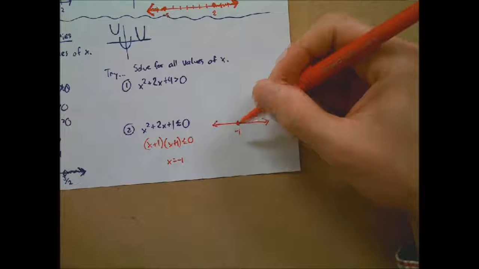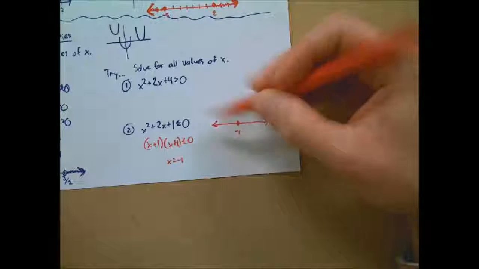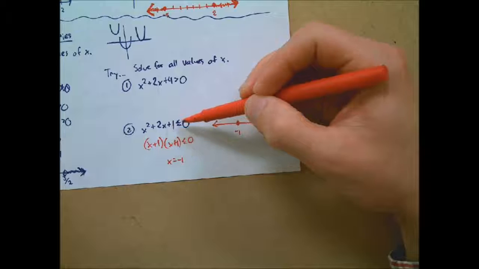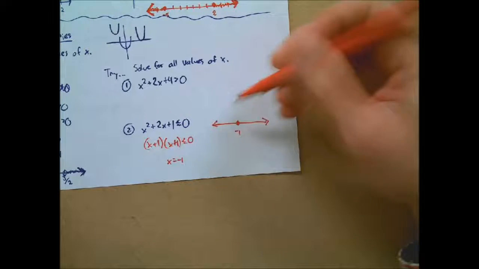So anyway, back to what we were talking about here, Rowan. If we were testing, if you checked over here, let's try -2. You plug that back in, it won't be less than or equal to 0. If you try 0, it won't be less than or equal to 0. There's only one solution, and it's x equals -1.